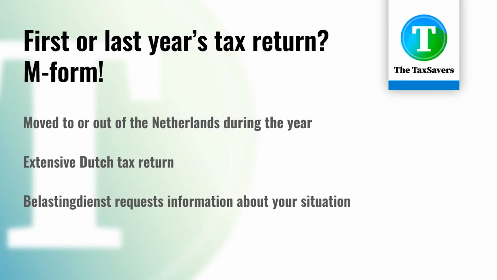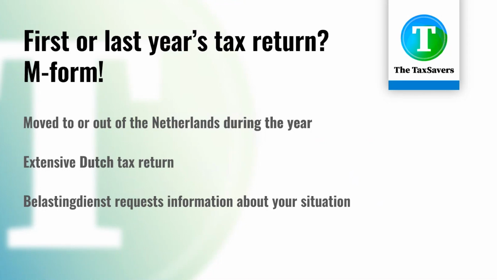Compared to the regular income tax return, the M form is more extensive and takes more attention to file correctly. Because the tax office doesn't have any fiscal information about you yet, this won't be pre-filled like with the usual tax return. Another disadvantage is that they only provide this tax form in Dutch, which can make it a bit more complicated to file correctly.